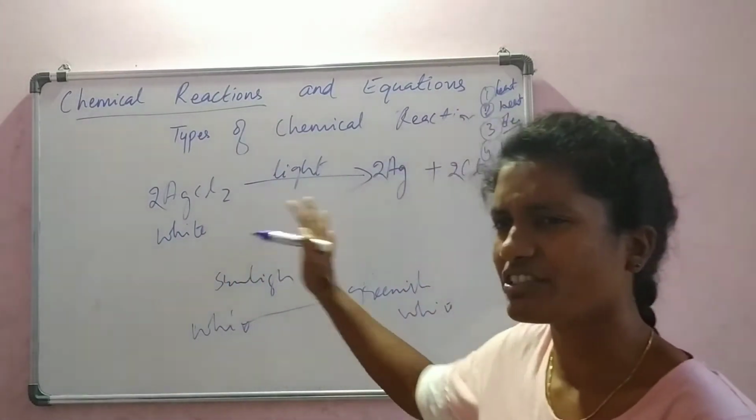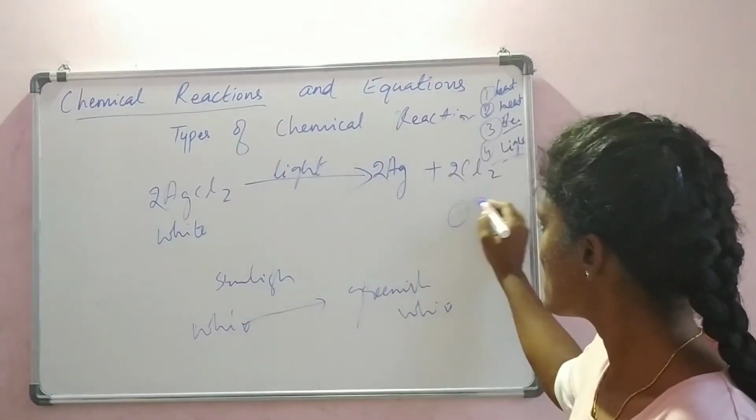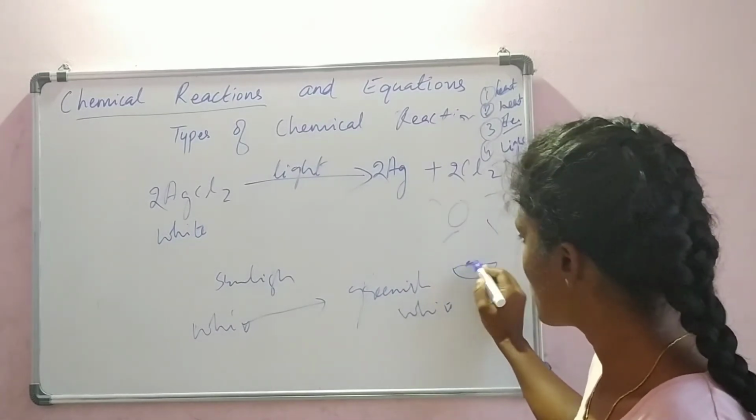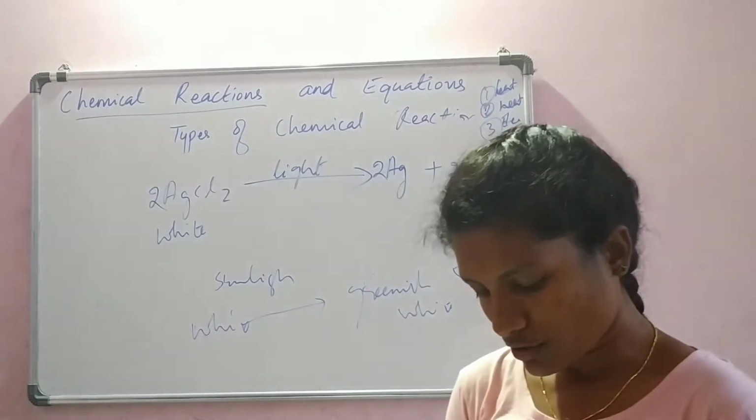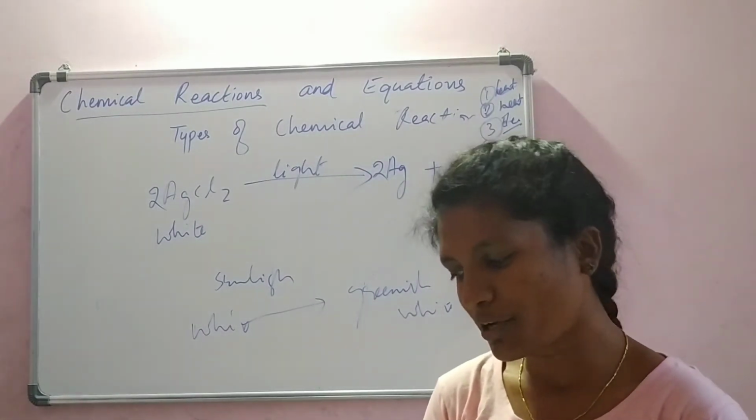We have the chemical equation. There is no diagram for this because it needs only sunlight and a small dish, that's all. Okay, there is no proper diagram for this. So this is about decomposition.